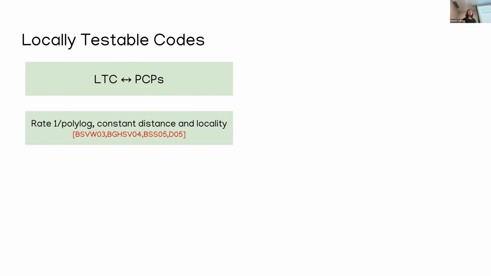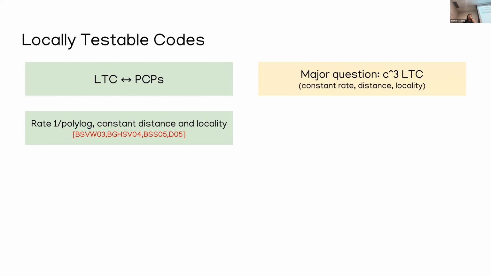Through the study of PCPs, people were constructing better PCPs, and one major component of doing so was to construct better LTCs. The best LTCs constructed through this process have rate 1 over polylog and constant distance to locality. I'm talking about relative distance here. And locality is the number of queries you're using for testing.